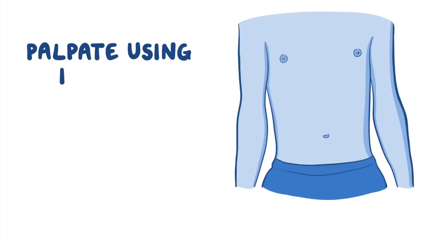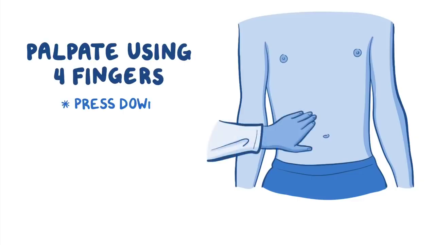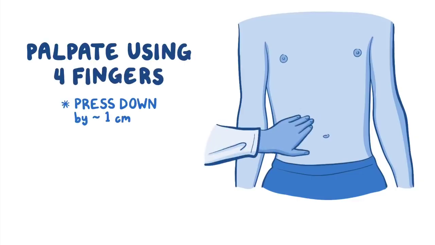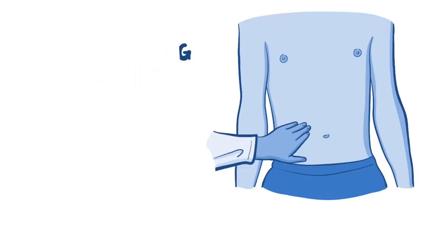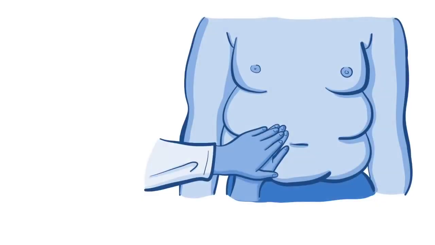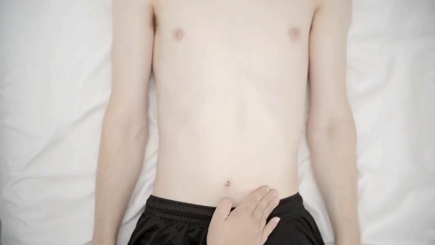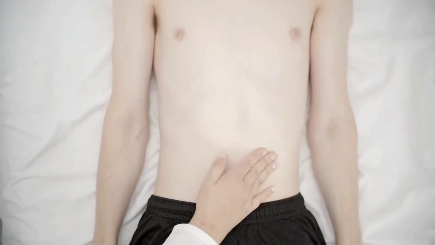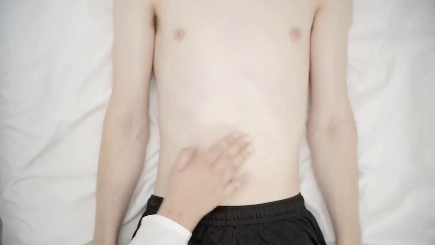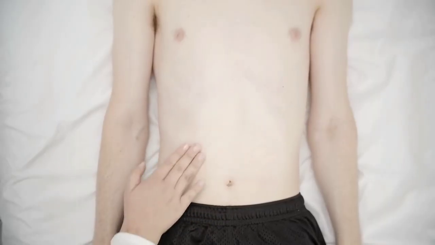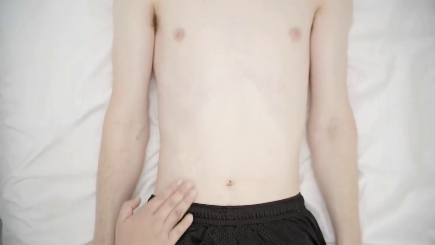Palpate the abdomen using 4 fingers. Press the abdomen down by about 1 centimeter and rotate your fingers in a circular motion. If Fred were obese, we could press down with a second hand. That would be the 2-handed technique. Move your fingers clockwise around the abdomen in all 4 quadrants as you get an impression for his skin and musculature. There shouldn't be any tenderness, masses, or rigidity.